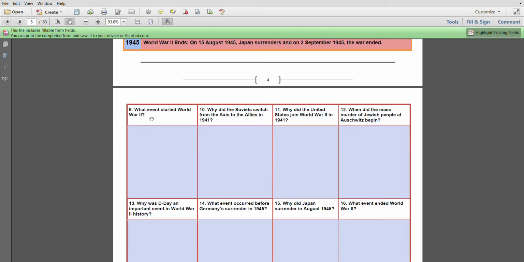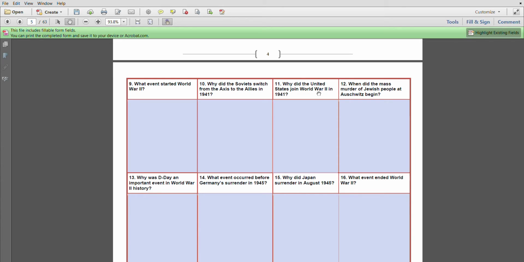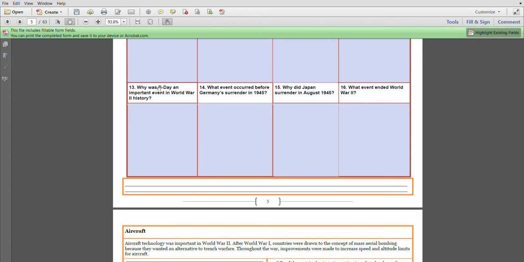Question 9. What event started World War II? Question 10. Why did the Soviets switch from the Axis to the Allies in 1941? Question 11. Why did the United States join the war in 1941? Question 12. When did the mass murder of Jewish people at Auschwitz begin? Question 13. Why was D-Day an important event in World War II history?